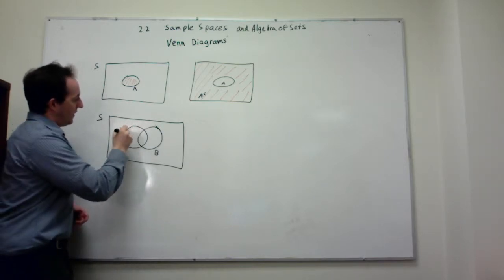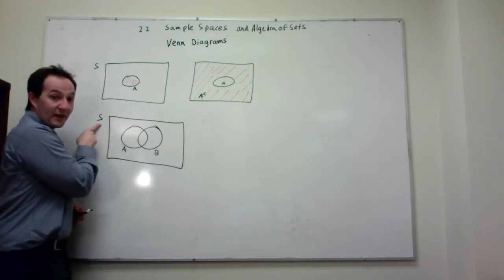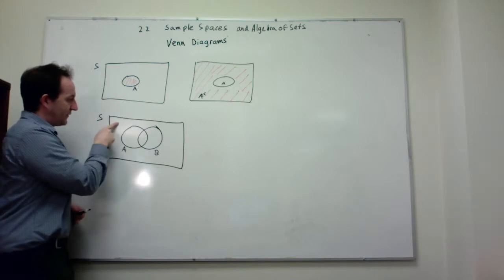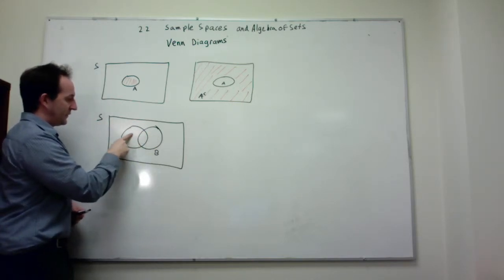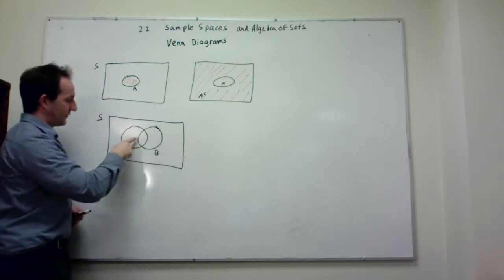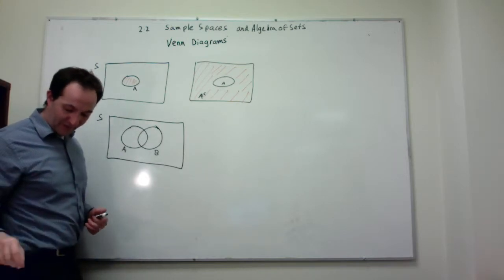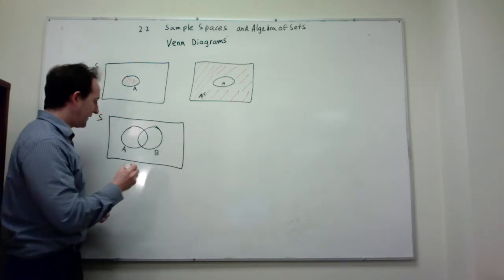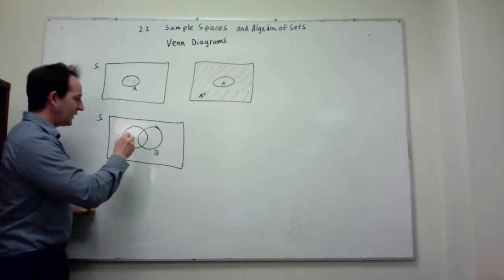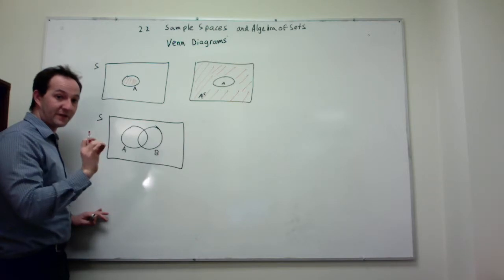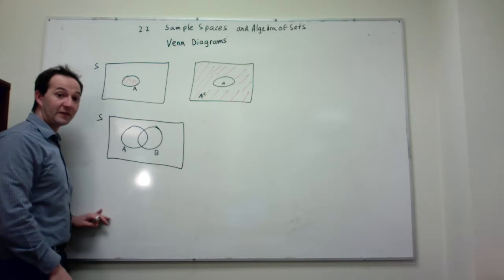Now, this divides the sample space S into four different pieces. So we have this piece out here, we have this piece here, we have this piece here, we have this piece here, as well as, of course, the pieces that correspond to B and A. So if we wanted to, we could think of showing the specific descriptions in terms of intersections and complements for each of these different pieces, and this is quite helpful.